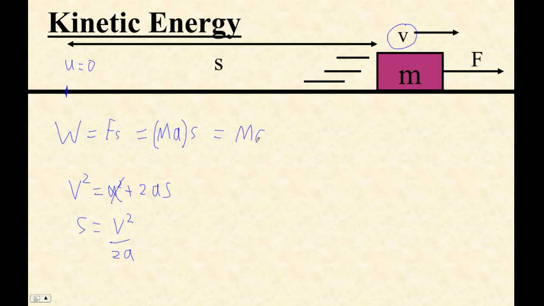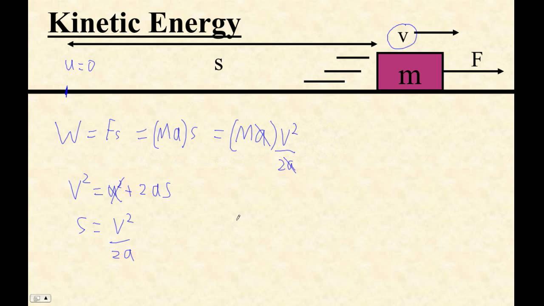So I get ma times v squared over 2a. And then of course the acceleration cancels, which is serendipitous as well. So it doesn't matter how it gets to that speed. We could accelerate it with a huge acceleration over a small distance or a small acceleration over a large distance. It's only the final velocity that matters, and that makes sense. So we have mv squared over 2.